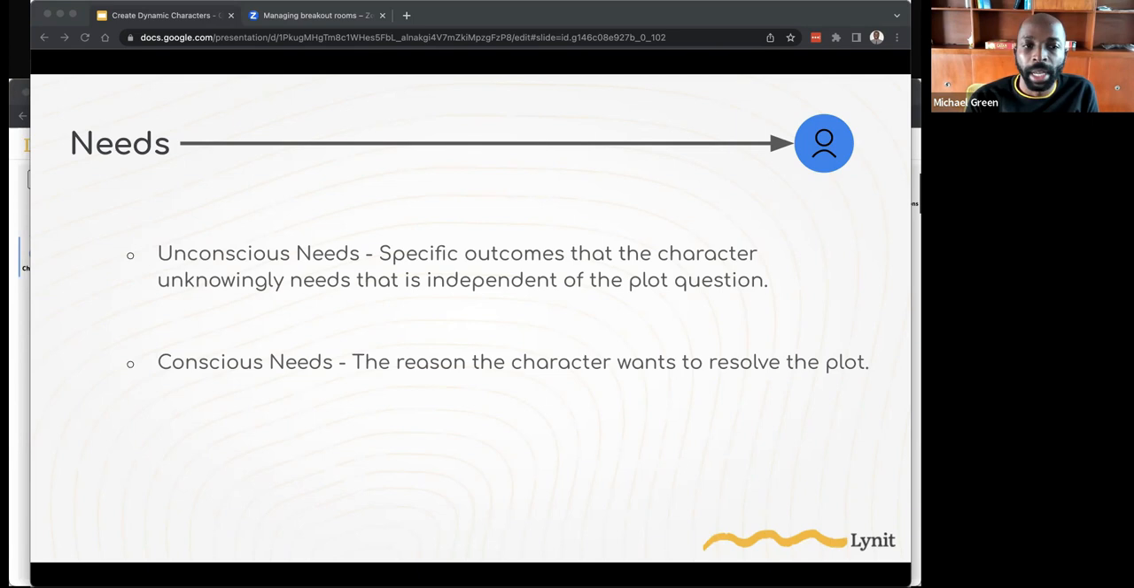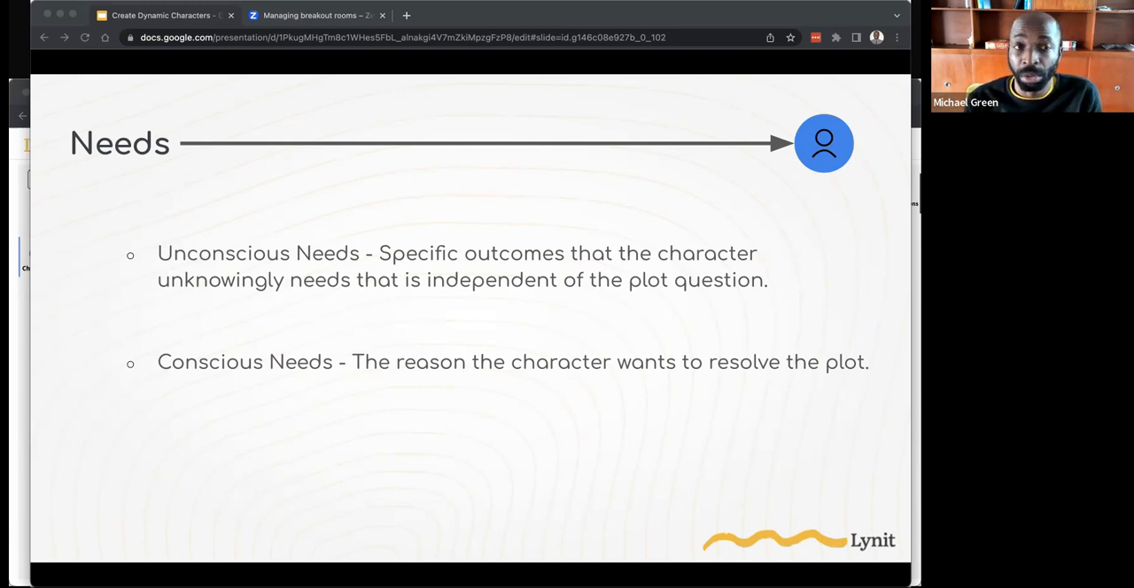So in the cop drama, it may be that there's a serial killer that the cop needs to catch, and that's their conscious need, because maybe the serial killer also killed their uncle, so they have this personal vendetta. If they don't stop this serial killer before they kill again, they're just going to feel horrible, so they have this conscious need that they're going after. But it's not the unconscious need, which is that they need to trust someone else. So you can have both.